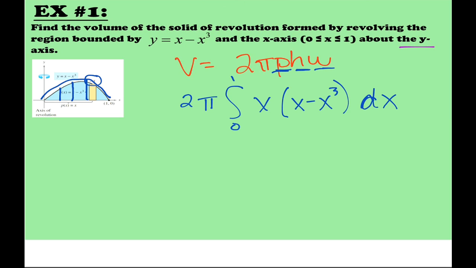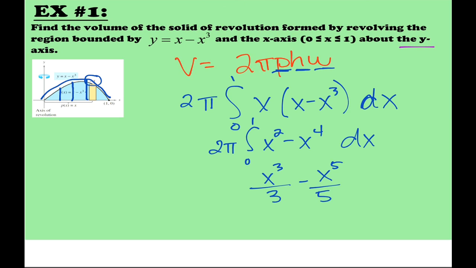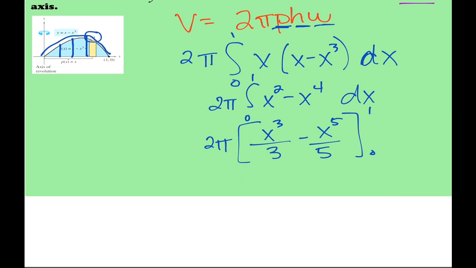What I'm going to do to integrate this is probably just distribute this x through, making it an x squared minus x to the fourth dx, integrating it still from 0 to 1. Don't forget about your 2 pi in the front. So when I go to integrate, I have my x cubed over 3 minus x to the fifth over 5. I want to integrate it from 0 to 1. Don't forget about your 2 pi in the front.